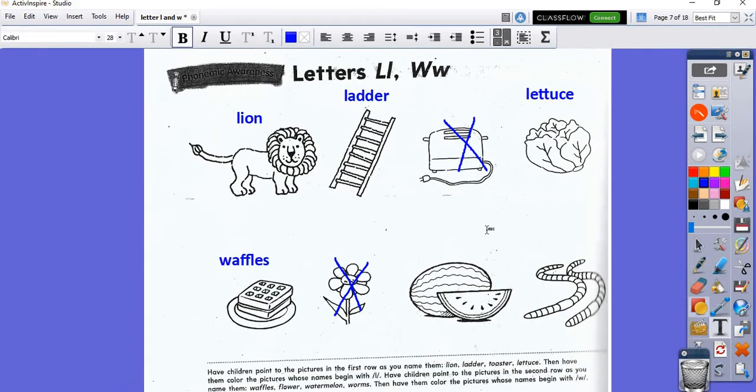Now we have this. What picture is this? Who will tell me what fruit is this? And what this fruit has inside? This is watermelon. Who love to eat watermelon? It has black seeds. Now we have this picture. These are worms. Worms starting with letter W.